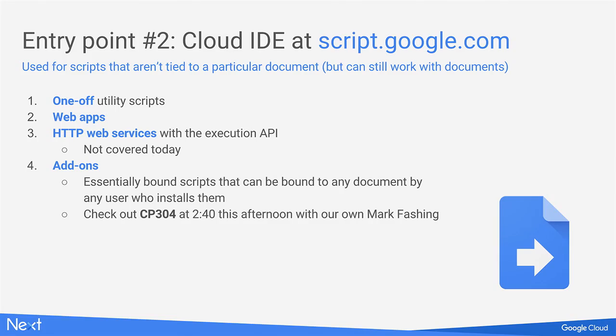The entry point number 2 is directly at script.google.com. You'll notice if you go to Tools, Script Editor, you're editing a script at script.google.com, exactly the same product, just a different context. And by and large, you can do all of the exact same things in one of these standalone scripts that you can do in a bound script. Again, the decision tree is this: does the script have a special relationship with a particular document? If so, Tools, Script Editor.